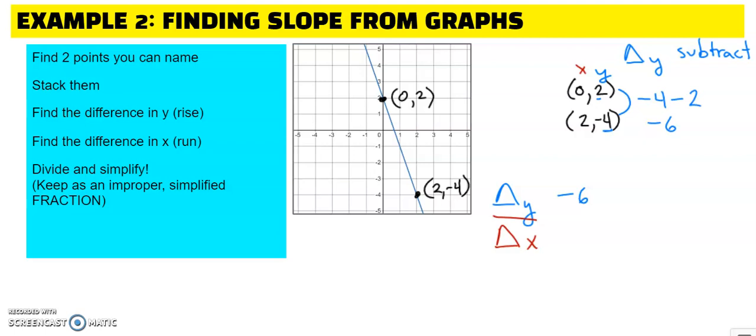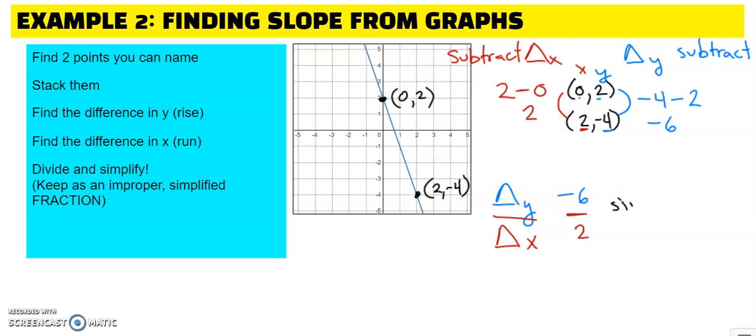Notice how I'm keeping everything organized. I'm labeling, I'm putting pieces where they go instead of having my work scattered all over the place. Okay, I'm going to do the same thing with my x's. Remember, I subtract to find the change. Bottom 2 minus the top is 0. So that's 2. So my change in x is 2.